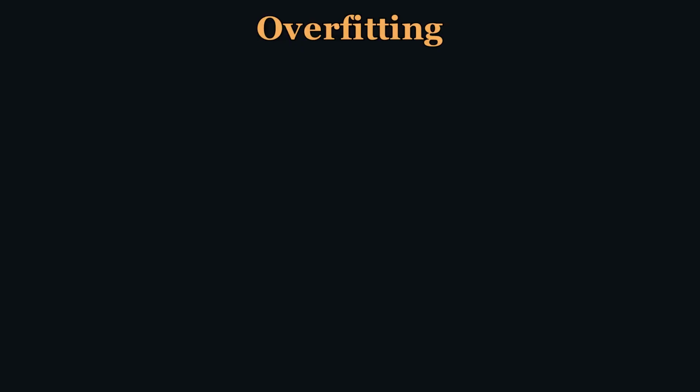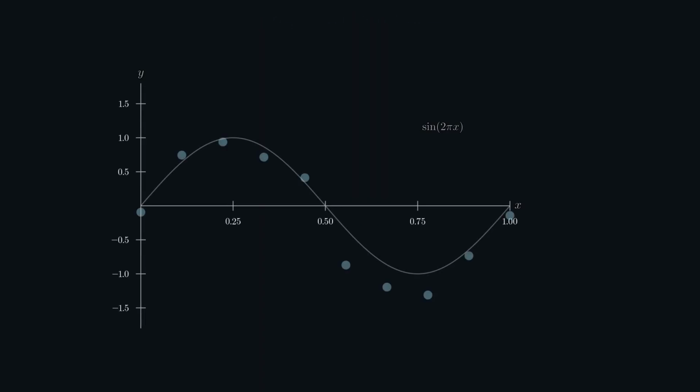Before we learn how to shape the landscape, we need to understand the most fundamental problem in machine learning: overfitting. Imagine we have 10 data points sampled from a sine curve with some noise.